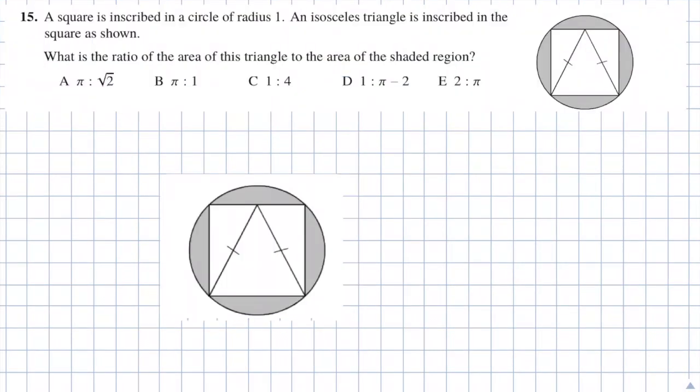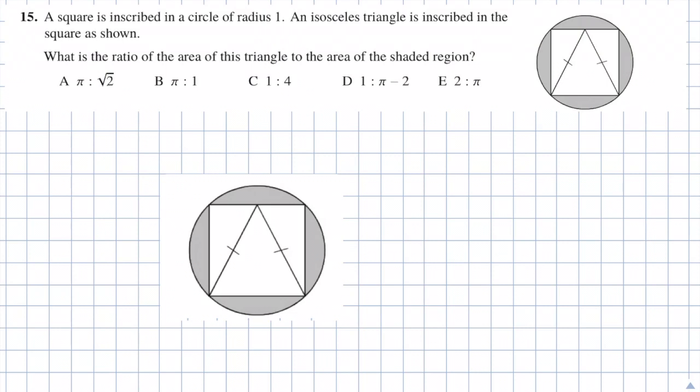Question 15. A square is inscribed in a circle of radius 1. An isosceles triangle is inscribed in the square as shown. What is the ratio of the area of the triangle to the area of the shaded region? The answers are A is pi to root 2, B is pi to 1, C is 1 to 4, D is 1 to pi minus 2, and E is 2 to pi.